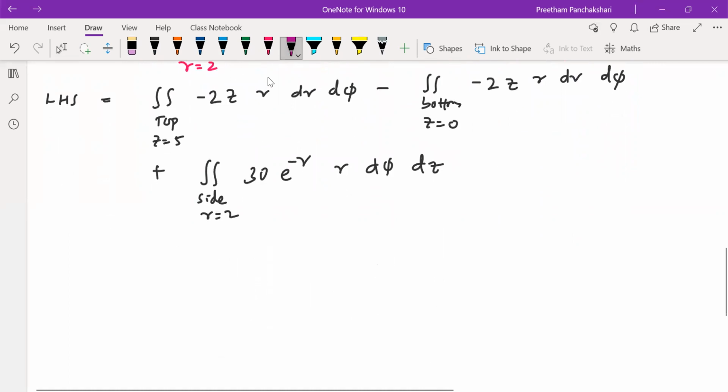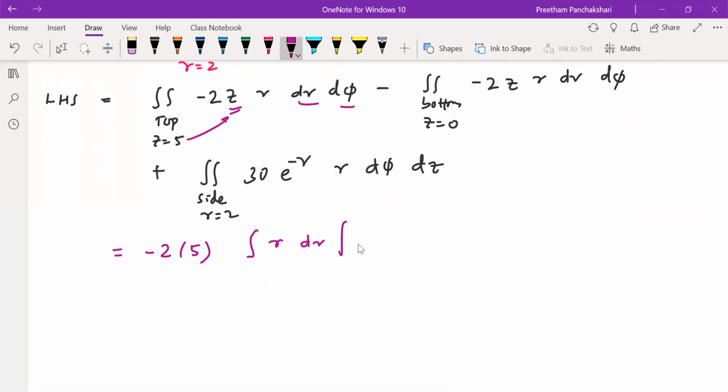So now the integration, one by one. On the top surface, let us put z equal to 5, and we can keep it outside as a constant. So minus 2 is constant. Here is a z value. This value becomes 5. The two integrals, one with respect to r, another with respect to φ. So r dr is one integration, dφ is another integration. The limits also, if we want, we can write here.